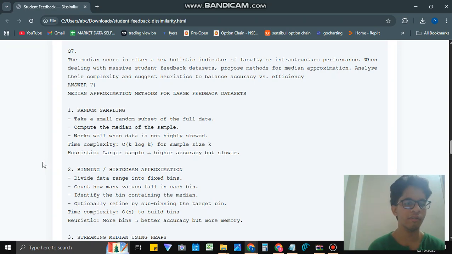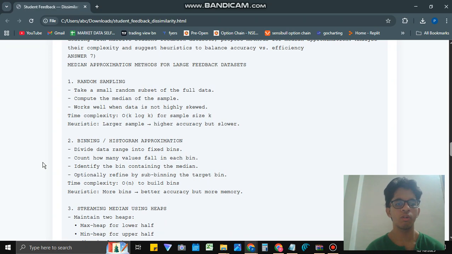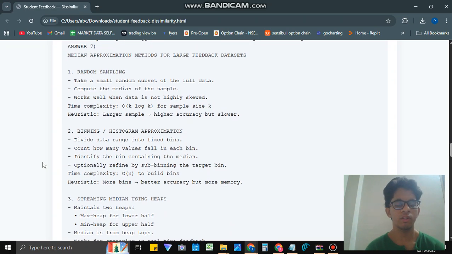On question number 7, we are asked about median approximation methods for large feedback datasets. That is basically for large datasets. The first method we will talk about is random sampling. We take a small random sample from the full data. If there are 1000 data points, we will take only a few, that is 100 or 200 of them, as a random sample.